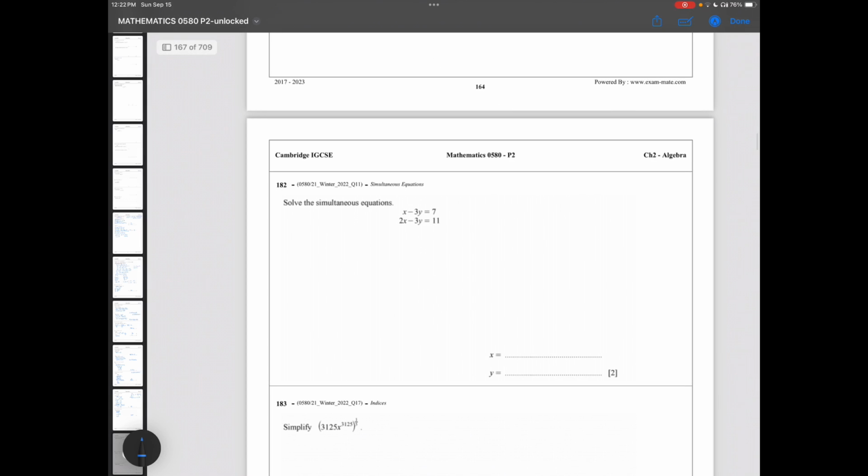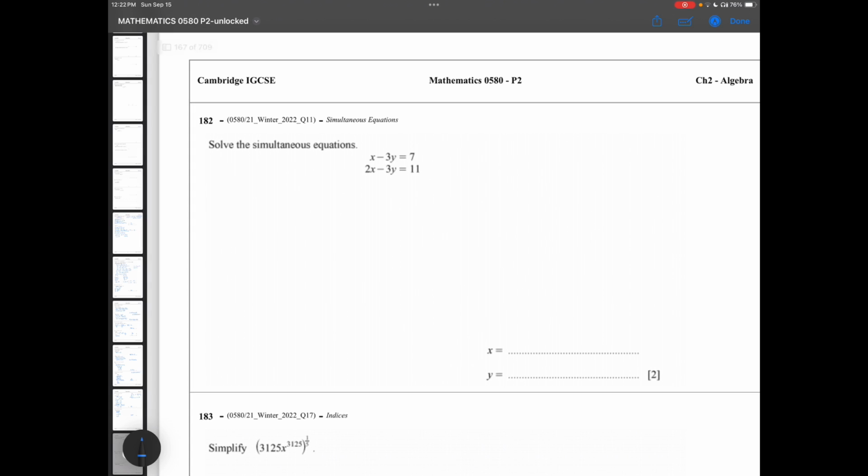Now over here we have to solve these simultaneous equations. It says x minus 3y is equal to 7 and 2x minus 3y is equal to 11. We can see that we have minus 3y in the first equation and minus 3y in the second equation, so we solve it using the elimination method. If I subtract these equations, then the sign will be reversed in the second equation.